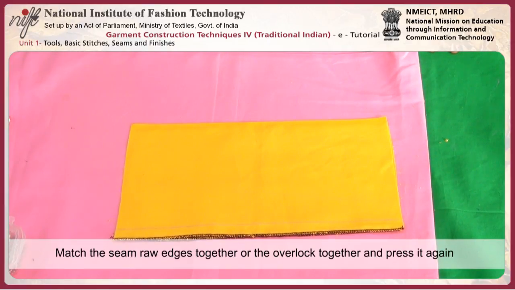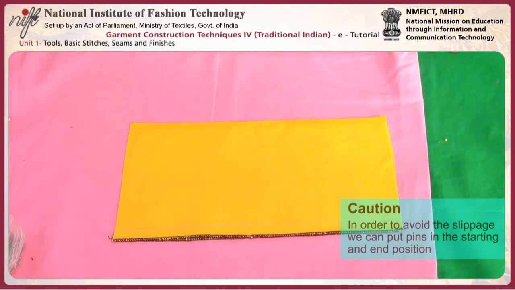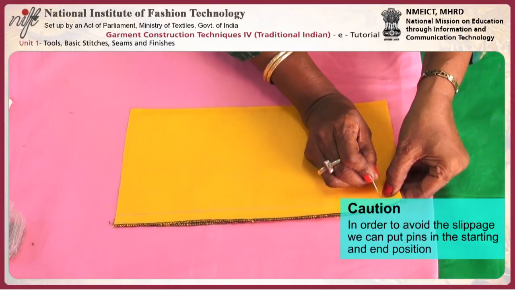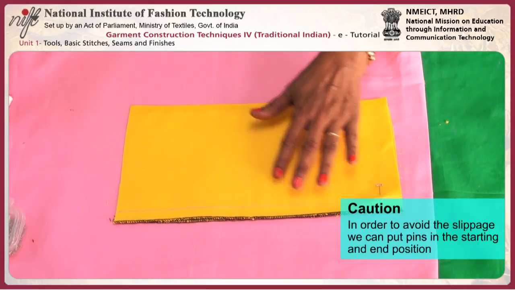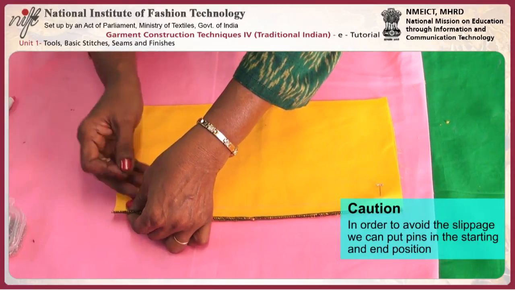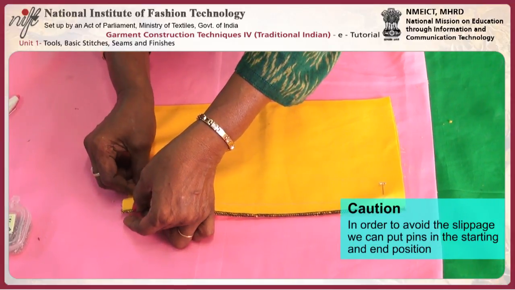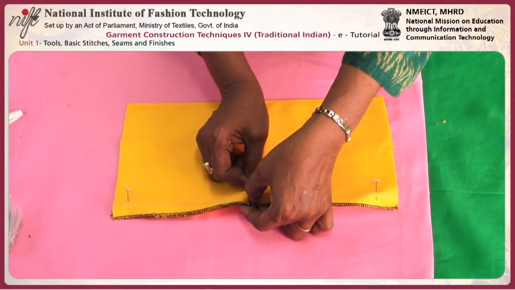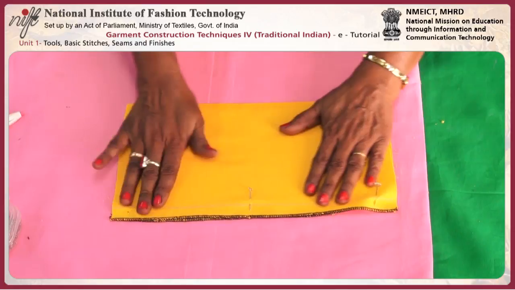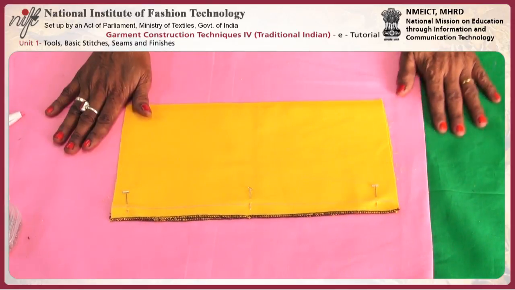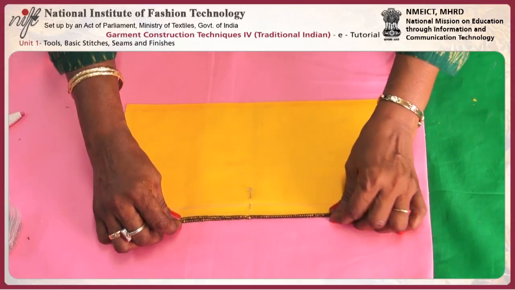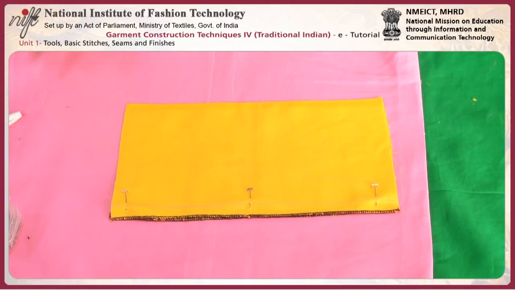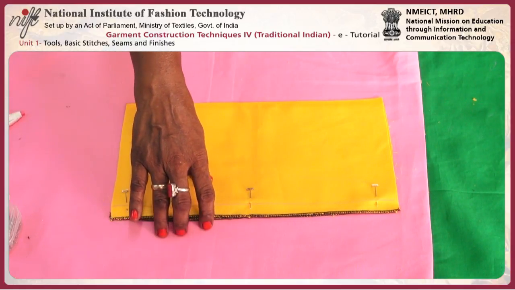Now we should press it again, and in order to avoid the slippage you can put pins in the starting position and in the end also, so it may avoid the slippage, and also we may adjust the length in place. So first position it, both the overlocks have to be matched and the line has to be straight, position it and pin it. Then do the seam as a plain seam.